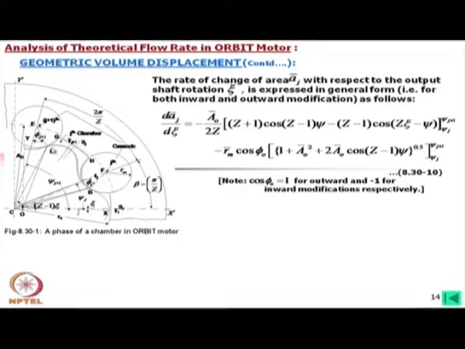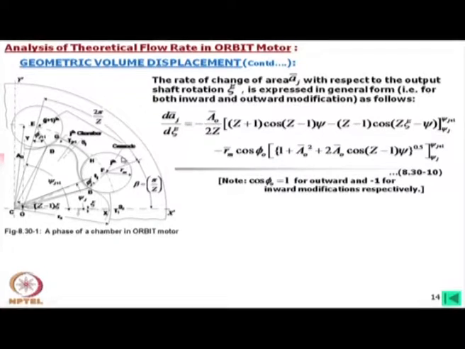This profile can be modified outward also. See, in case of Wankel engine, this is modified in the outward direction, a small modification of course. To accommodate whatever modifications, in the other case it is obviously in the inward direction. What we have done, we have used an equation cos phi 0. In fact, this phi 0 we can put along this axis.